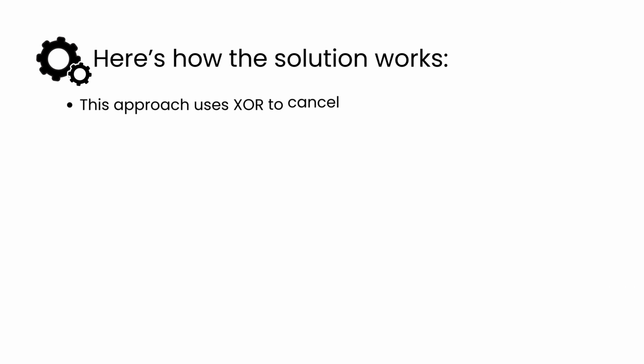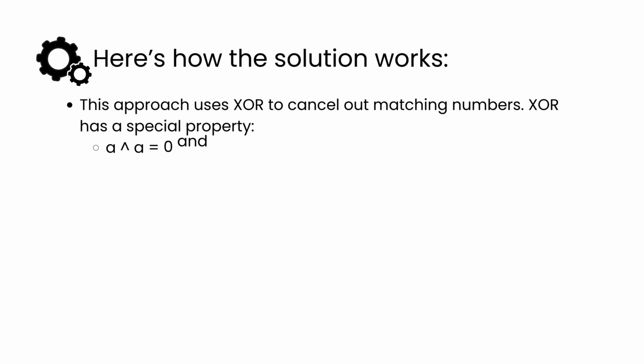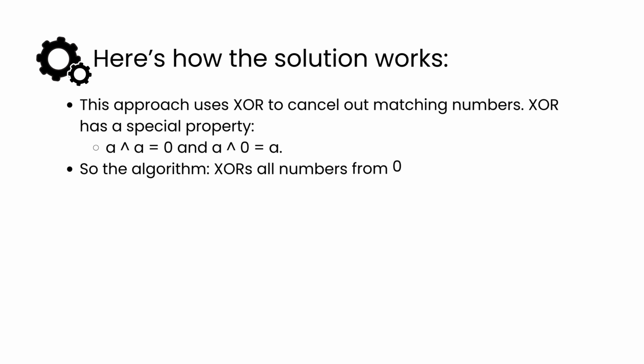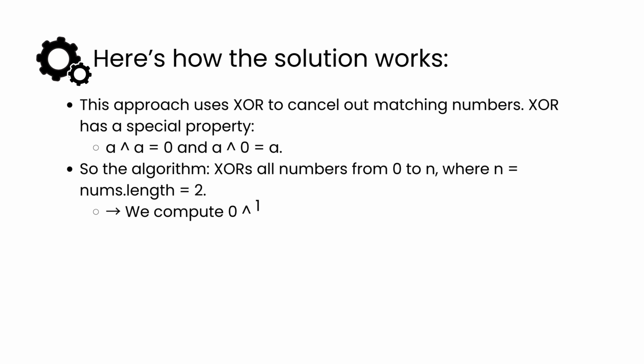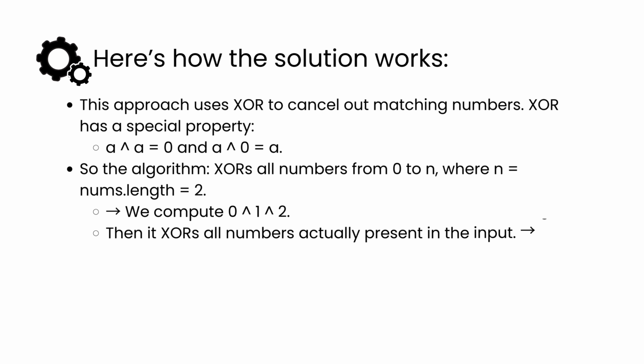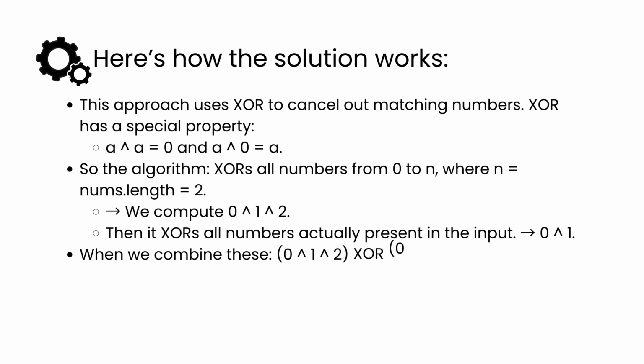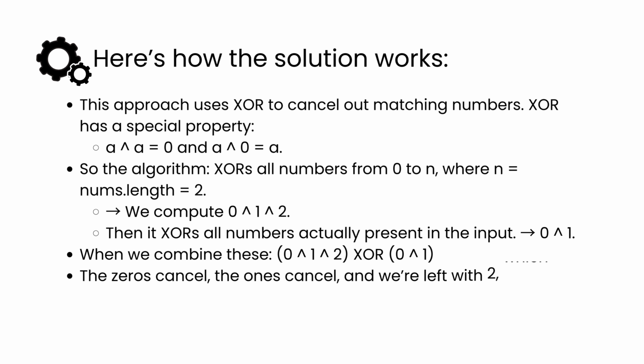Here's why the solution works. This approach uses XOR to cancel out matching numbers. XOR has a special property. A XOR A equals 0 and A XOR 0 equals A. So the algorithm XORs all numbers from 0 to n, where n equals nums.length equals 2.